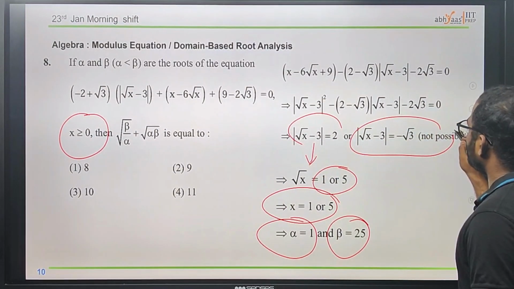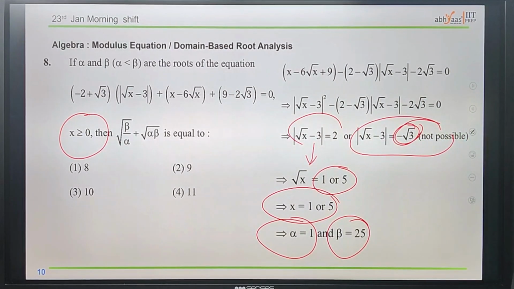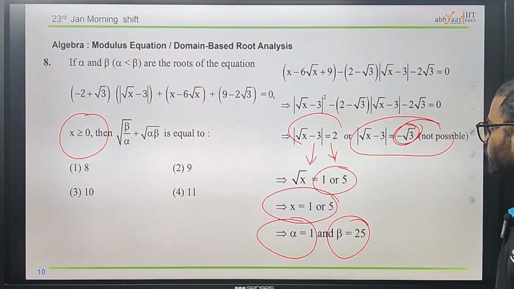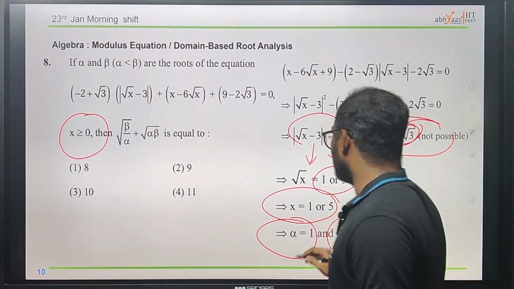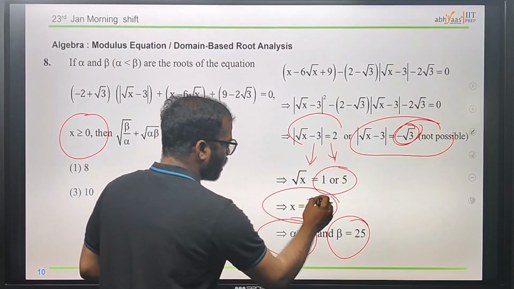Okay, and also greater than 0. For that reason minus root 3 cannot be possible. Therefore, for that reason we have just taken this one. So we have x equal to 1 or 5 and this one. Okay, I hope you understood. That's how we got the alpha and beta values.